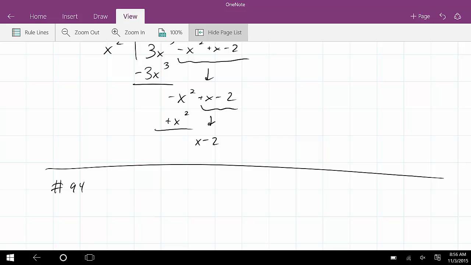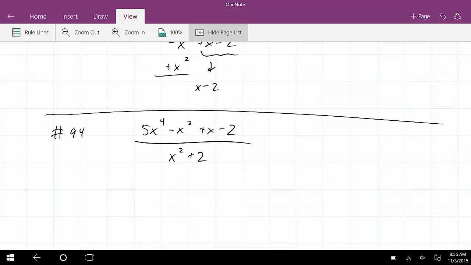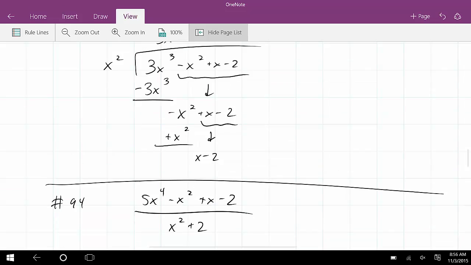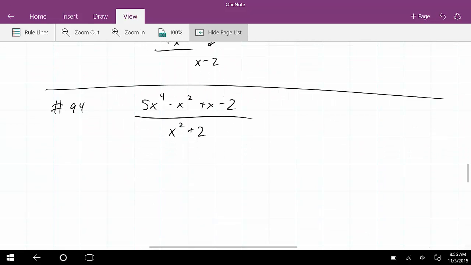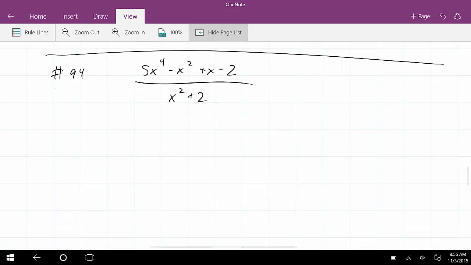Number 94, it says we have 5x to the power 4 minus x squared plus x minus 2, and we're dividing this by x squared plus 2. This one is going to be more complicated to try to do the same kind of trick we were able to exploit on the previous one. The reason that was easy was because in the denominator we had a monomial, a polynomial that just has a single term. Here we have a binomial, so it's going to be more complicated. So let's just use long division.